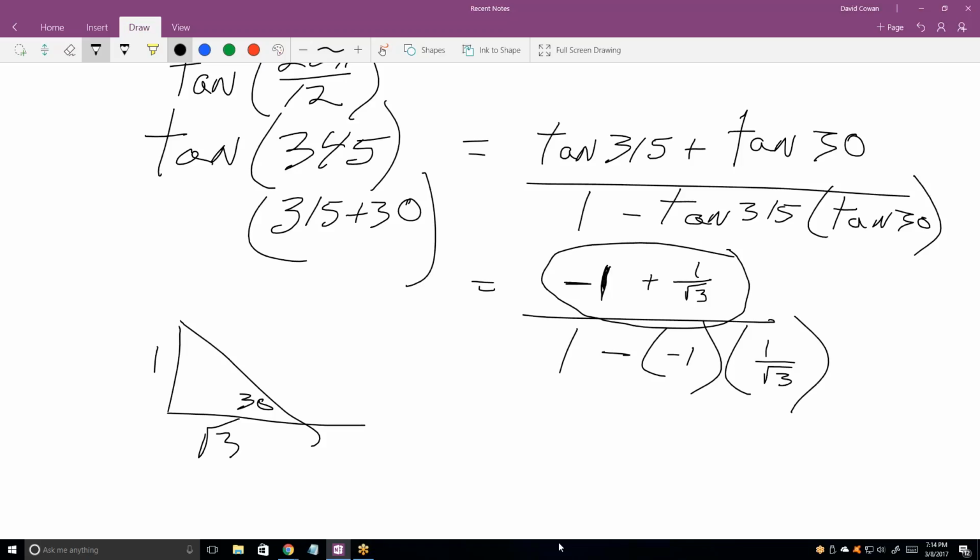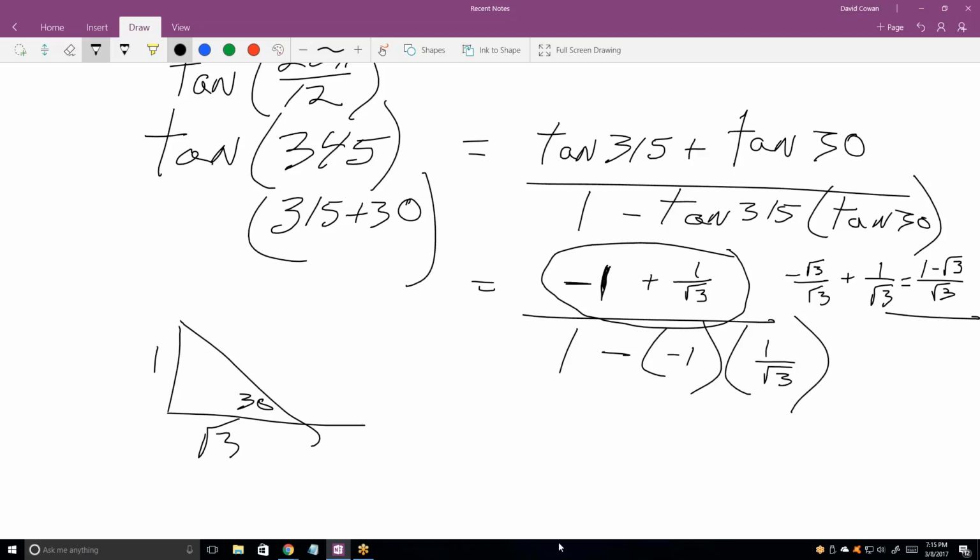Okay. So how do I do -1 plus 1 over root 3? Don't worry about rationalizing. What's the common denominator? It's root 3, so you could put negative root 3 over 3. Negative root 3 over root 3 is the equivalent of -1. Now I got a common denominator, so you can combine the terms. So I got 1 minus root 3 in the numerator and root 3 in the denominator. Now do the bottom.